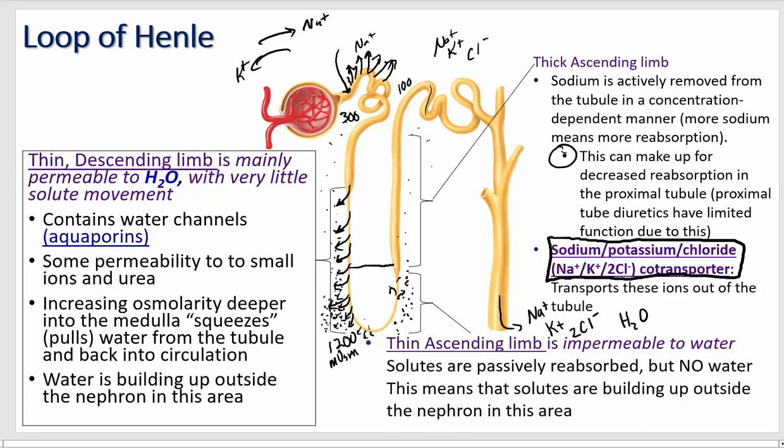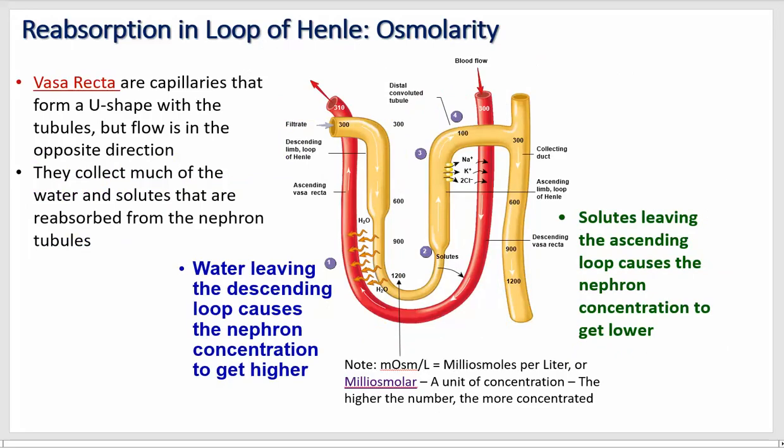All right, so that got us through the loop of Henle, and so now we get to move into, nope, I forgot, we have to talk about that concentration gradient. That's very important in the loop of Henle. So we're going to wait to go to the distal tubule until we explain that concentration gradient.